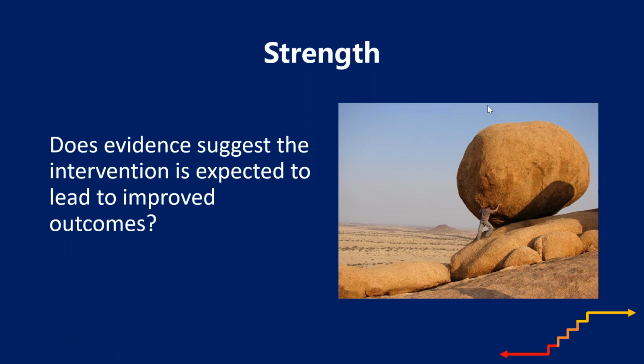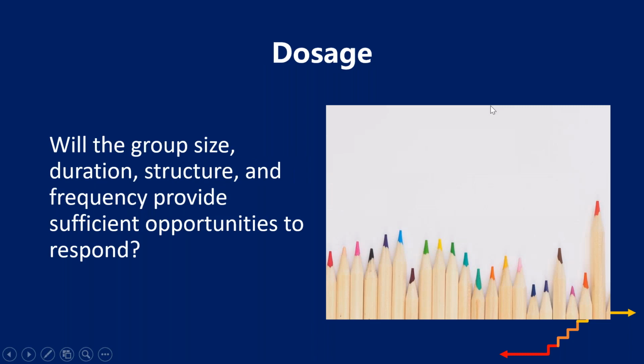The second dimension examines dosage. So academically, dosage means the number of opportunities a student has to respond, receive positive feedback, receive reinforcement, and receive corrective feedback. So ask, for your intervention, will the group size, duration, structure, and frequency provide sufficient opportunities for the student to respond?